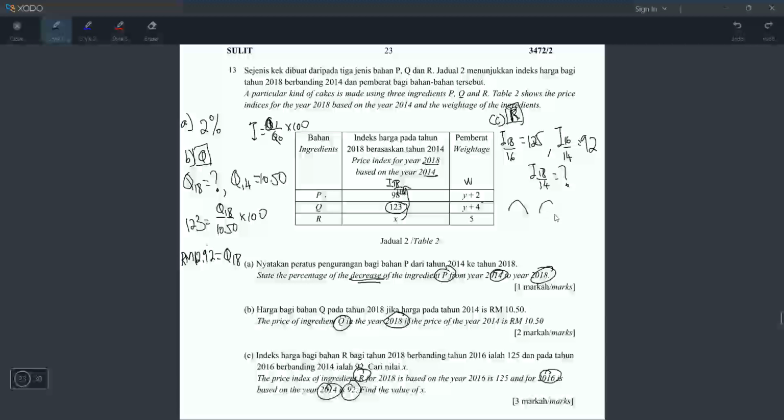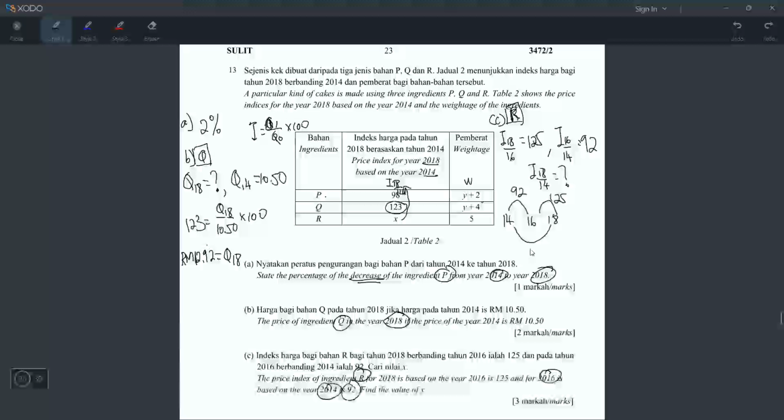Do you remember how to do the smiley face? Just draw a smiley face and then write the first year, second year, third year, right? So what is the first year here? 14, 16, or 18? Obviously 14 comes first, followed by 16, followed by 18, right? And the 18, 16 I is 125. So 18, 16 I, so this is the 125. 16, 14 is 92, done already.